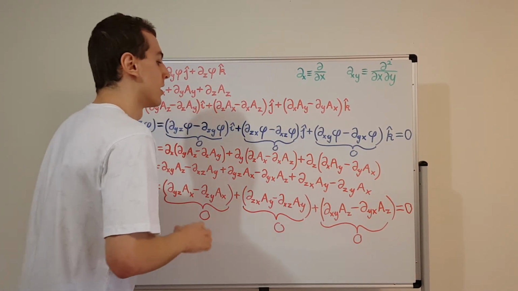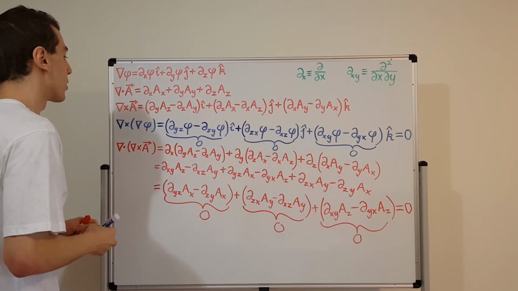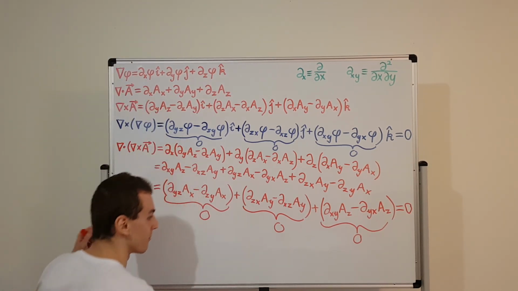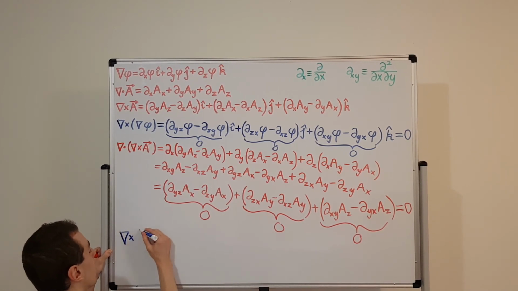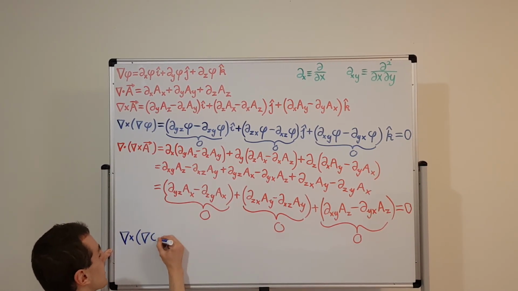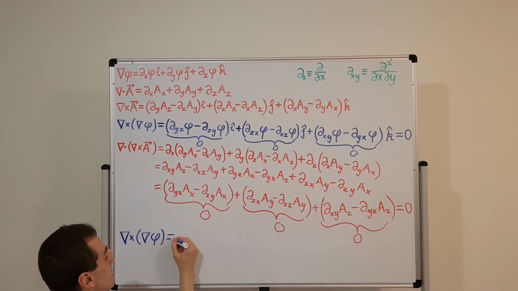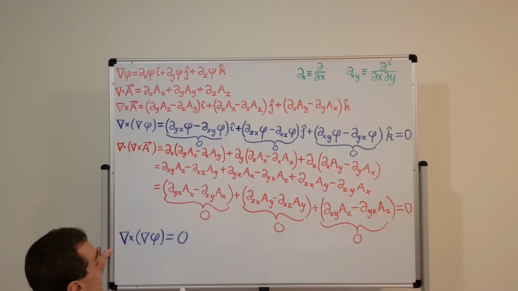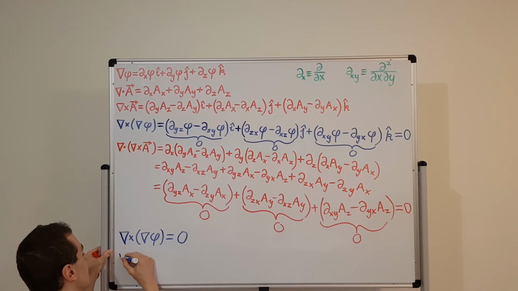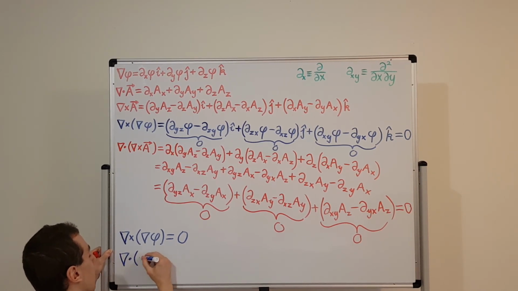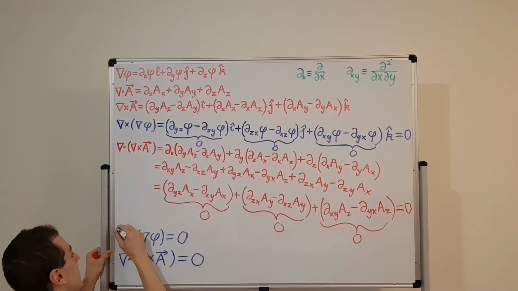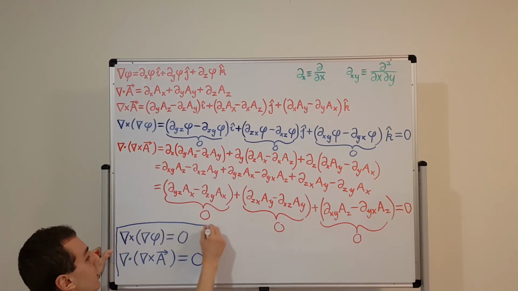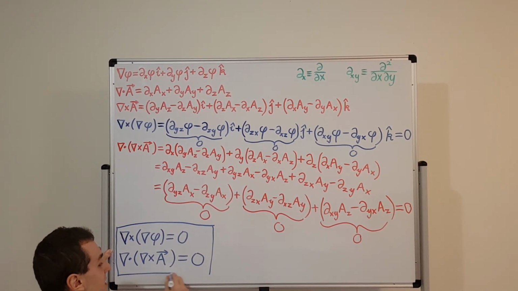So what have we found? We have found two very important vector identities. I'll write them at the bottom. So we have that the curl of the gradient of some scalar field phi is equal to 0. And we also have the fact that the divergence of the curl of some vector field A is equal to 0. So I'll put these guys in a box because they're very important. And they're actually the entire purpose of this video.